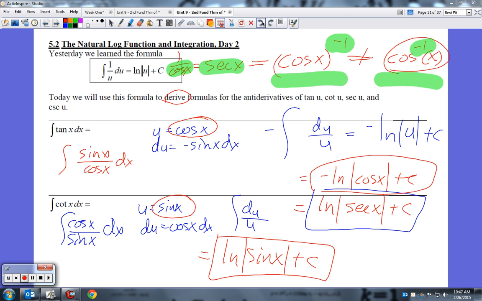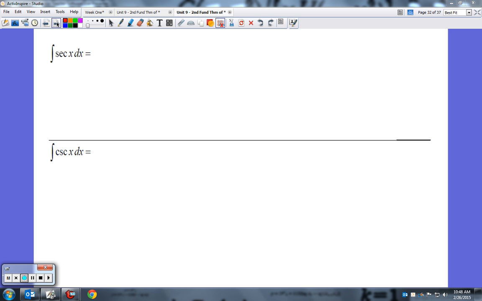Is there another one that you can think of for this? It would be a double negative. You really don't want to do that, because it's like the negative natural log of cosecant. You know what I mean? And you don't want to do that. Okay? Double negatives. Anyway, let's go to secant.